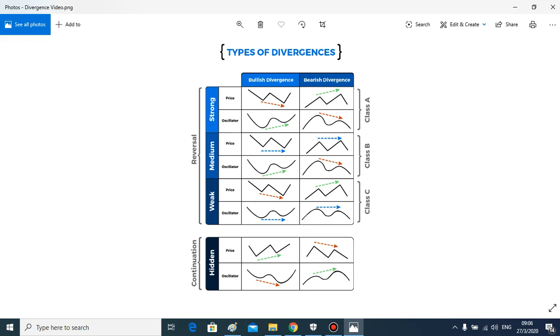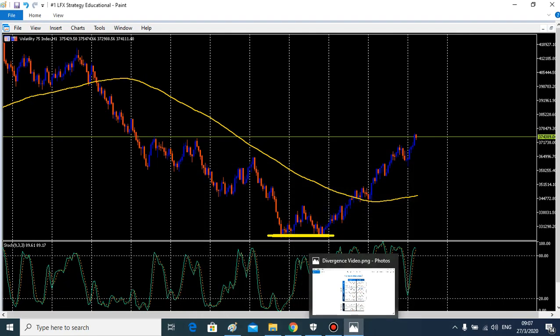Here we are. Oscillator is going up, but price is flat. Price is flat, which is W, but oscillator is going up. So what do we mean by this? This is bullish divergence. Bullish divergence, meaning to say price is diverging, or is changing from bearish to bullish. So this is what we have.